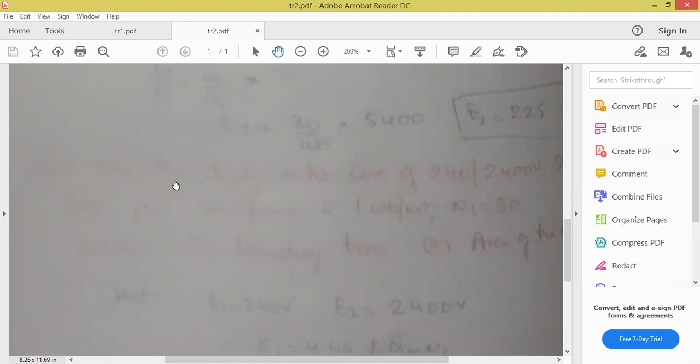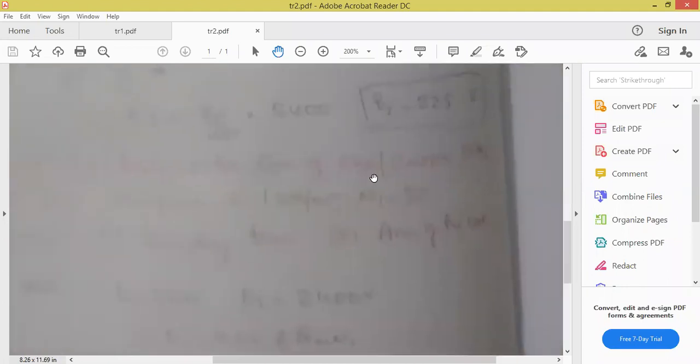The magnetic flux density in the core of a 240 by 2400 volt transformer. Now you tell me, is this a step down or step up transformer? The primary voltage is 240 and the secondary voltage is 2400. Tell me. Step up, because E2 is greater than E1. We must check E2 against E1. E2 is greater than E1, so it is a step up transformer.